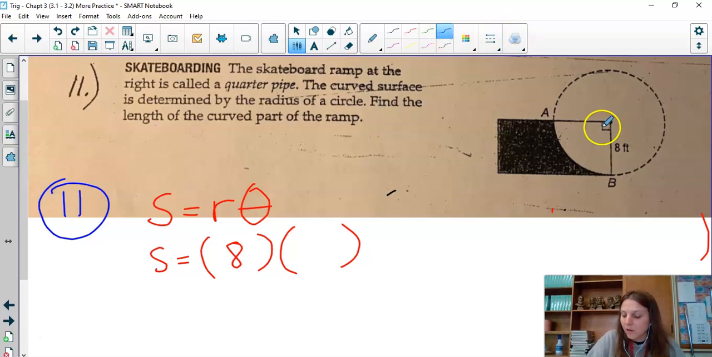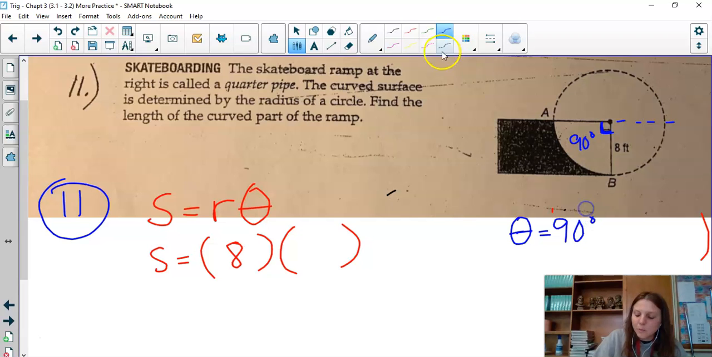Look at the picture. They show you that this is a right angle, and we learned that a right angle is 90 degrees. So this quarter pipe is a 90-degree angle like this. If it was a half pipe, it would be 180 degrees. So this one is a quarter pipe, it's 90 degrees. Well, again, 90 degrees isn't really that helpful because we need to have this answer for the angle written as a radian. So what I can do is just convert it.